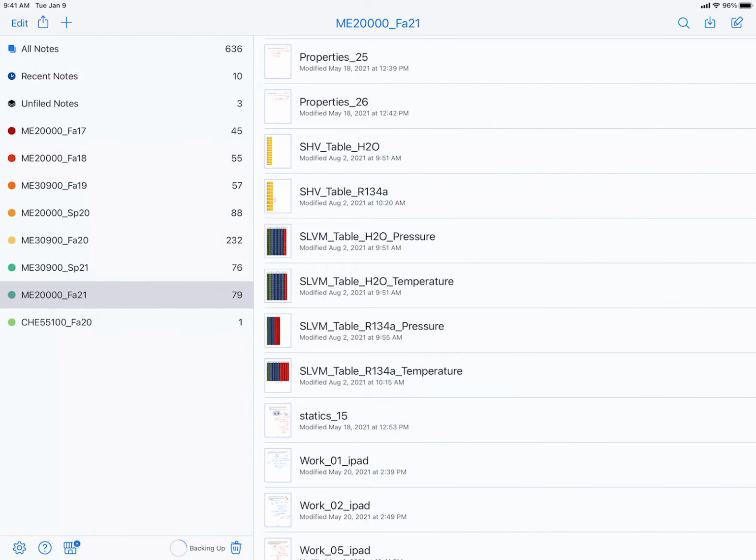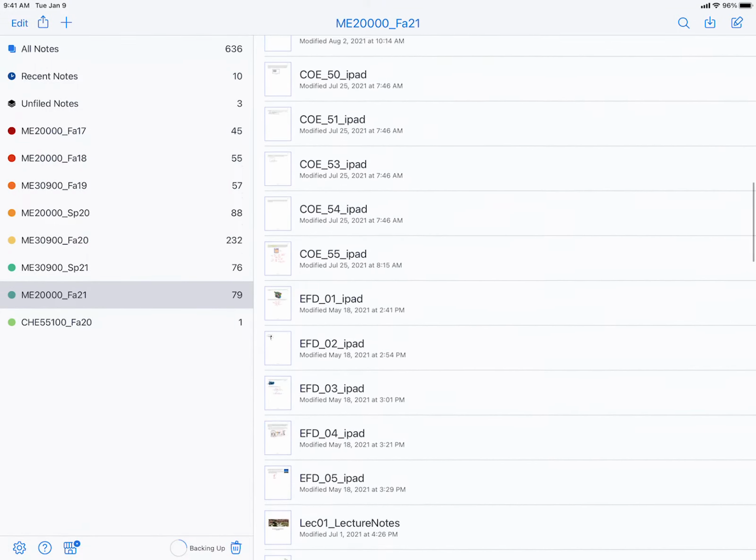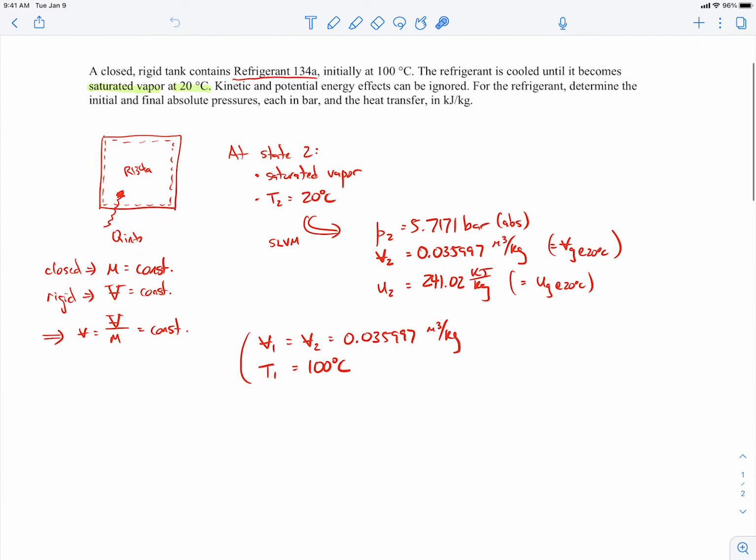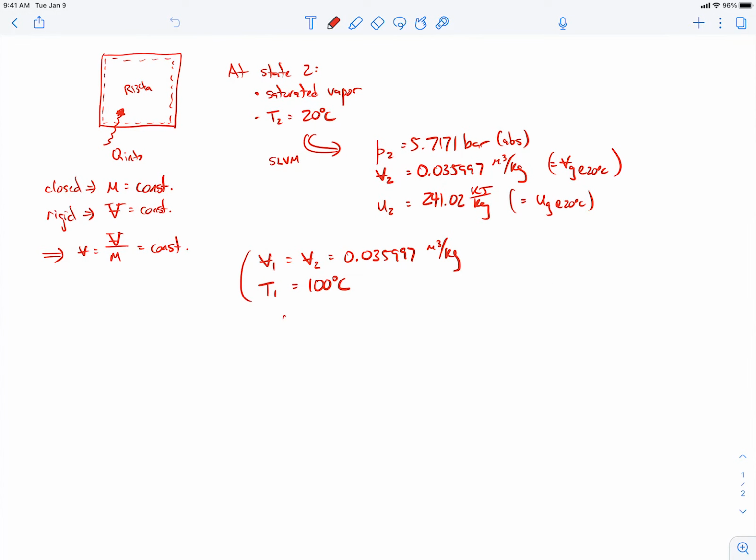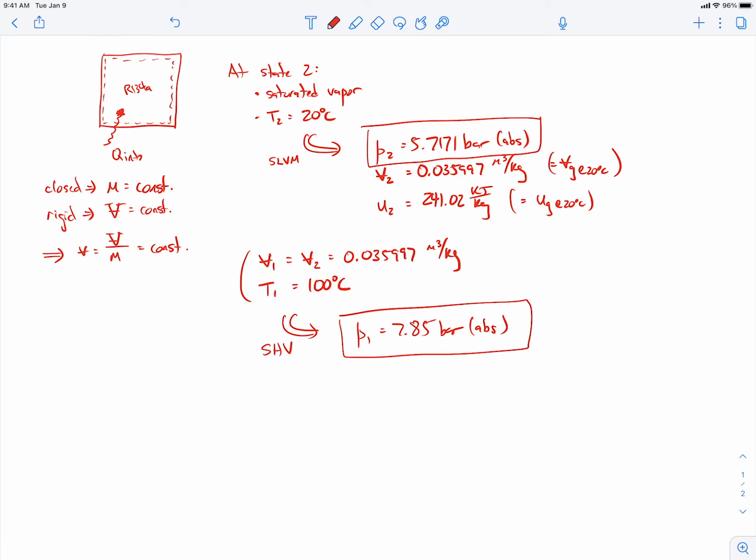Okay, so let's go back to the original problem statement. And let's just write down what we discovered. We found that we were dealing with superheated vapor, and through some linear interpolation, P1 came out to be 7.85 bar. Again, absolute pressure. These two pressures were one of the things we were asked to find. So let's box those in. And then we also found that the specific internal energy came out to be 309.268 kilojoules per kilogram. We're going to make use of that information in just a bit.